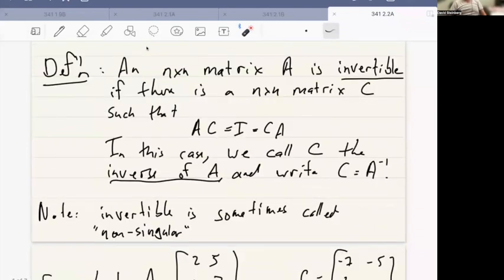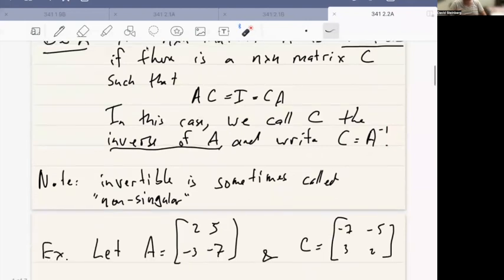So an n by n matrix A is called invertible if there is some n by n matrix C with exactly that property, that A times C is equal to the identity matrix, and so is C times A. In this case, we call C the inverse of A, and we write that C is equal to A inverse, A with a superscript -1. Right, and this note here is just saying sometimes we call non-invertible things singular, or singular things non-invertible. So singular and invertible are opposite concepts.